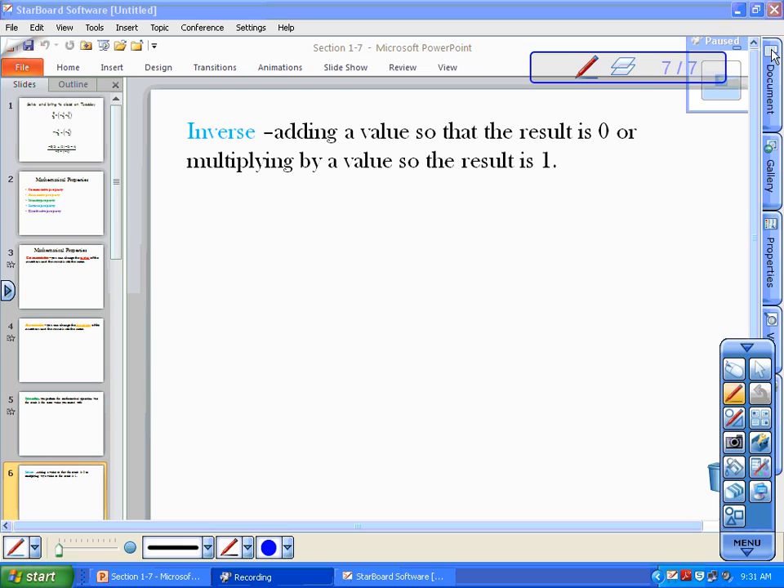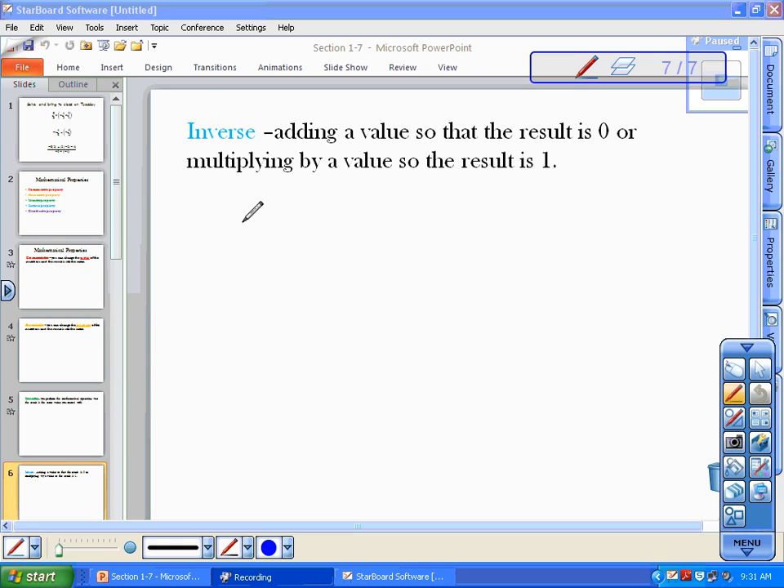The inverse property is going to probably be the most used property when we start Chapter 2 for solving equations. The inverse property says that we are going to add a value so the result is 0, or multiply by a value so the result becomes 1. This is different from identity in that we now want our result to be a different number as opposed to the number we started with.